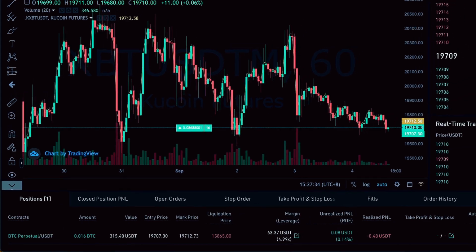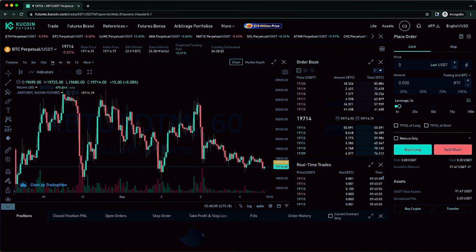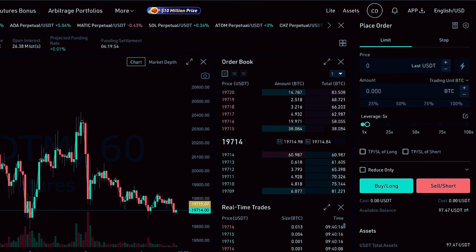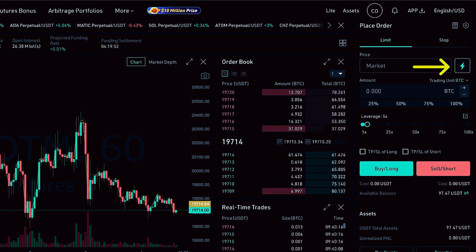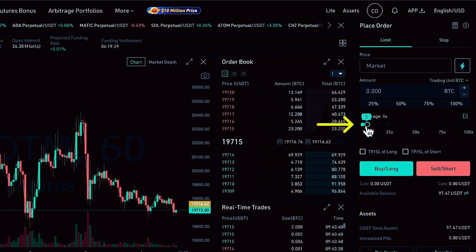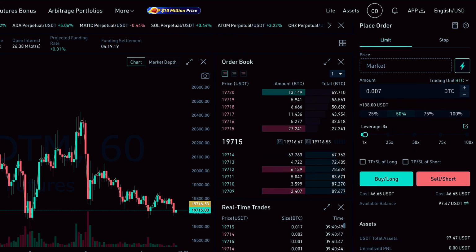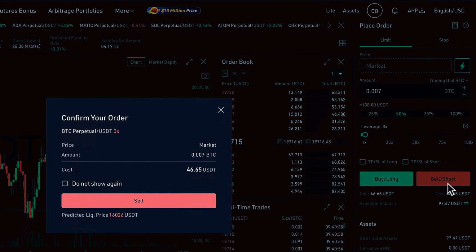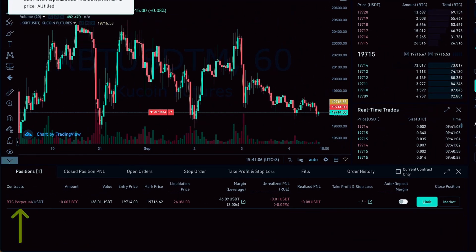Let's do another example, but now we're going to go short Bitcoin. So we believe that the Bitcoin price is going to decrease. I'm going to do another market order, so I'm going to click on this bolt icon, and I'm going to use the slider to set a 3x leverage. Then I'm going to invest 50% of my balance into this position, and I click on sell short. Under our open position, we can now see that the contract name appears in a red color, which means that this is a short position.